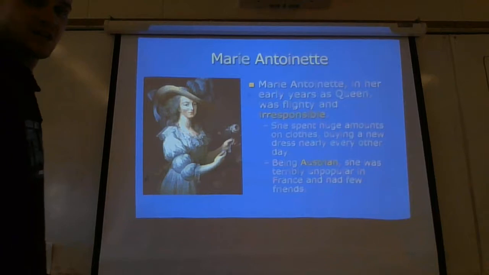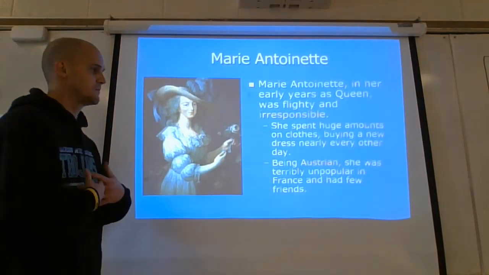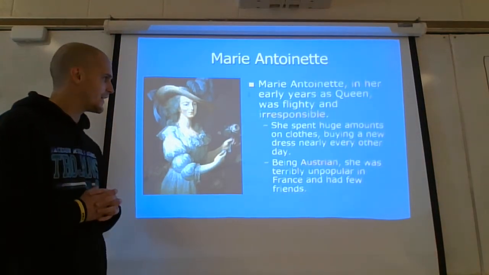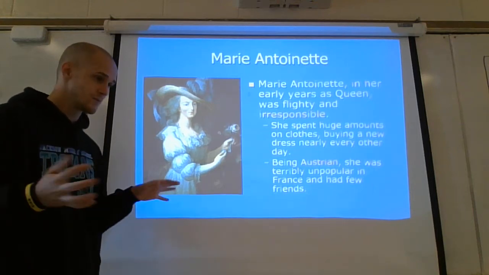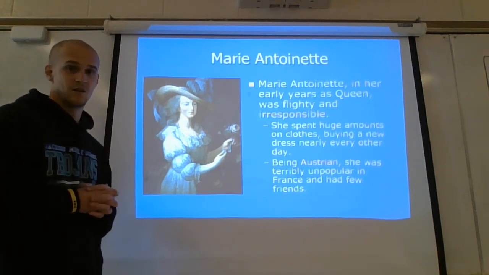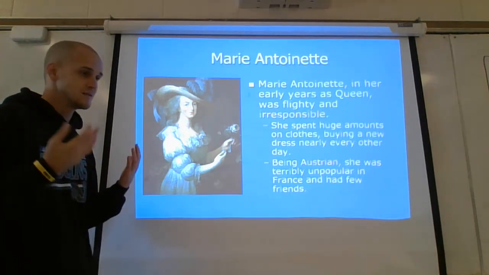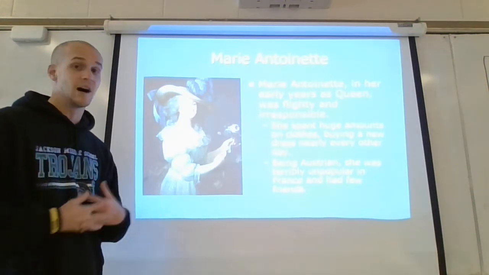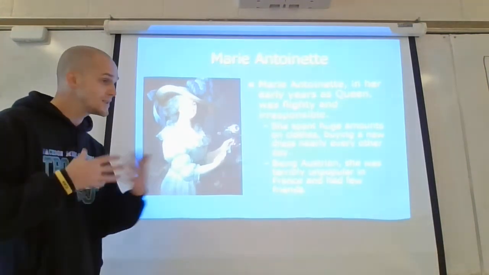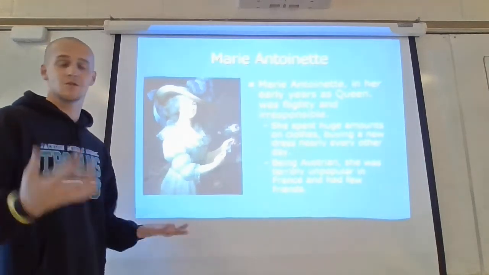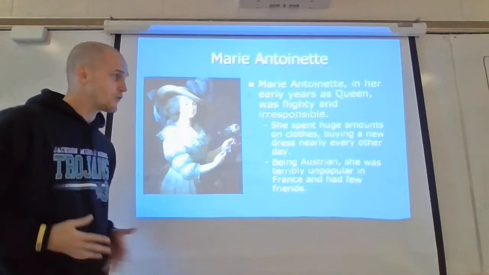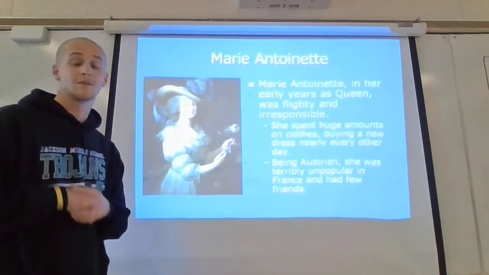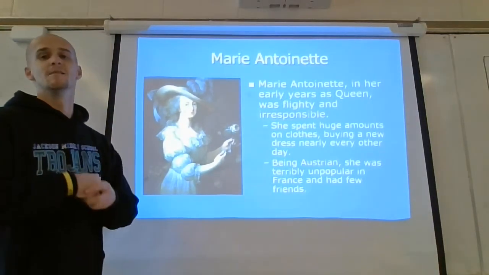And then there's Marie Antoinette, who is very irresponsible. Very irresponsible. But she's 14. King Louis was probably 15 or 16 when they get married. And she just all of a sudden has access to unlimited amounts of money. And then what a 14-year-old girl does, she goes to the mall and she buys everything. She gets a new dress almost every single day.